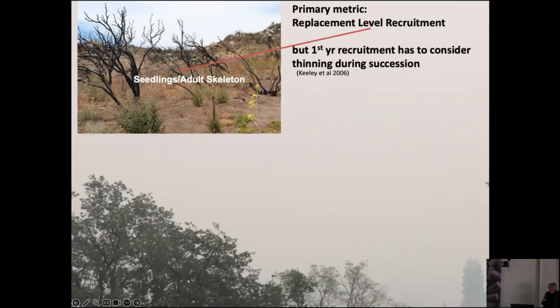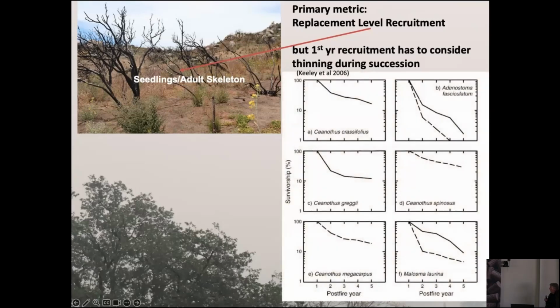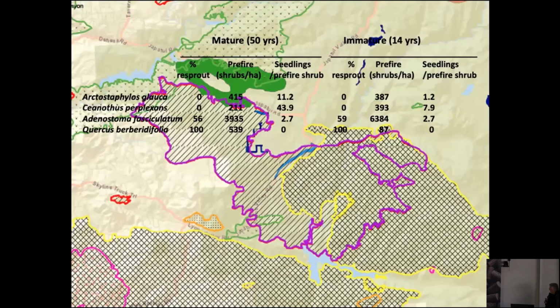In general, you have to have at least one to have replacement level, but probably one is not even going to be sufficient, because oftentimes we see extensive thinning of the vegetation. And this is illustrated in an earlier study where we looked at seedling survivorship after fire up to 5 years. One of the things you notice is, even though you know what the recruitment is in the first year, it doesn't necessarily mean that's how many seedlings you're going to have through succession. In other words, there's thinning. And so one is the bare minimum you'd have to have for replacement. Probably you need more than one seedling per skeleton to replace that population.